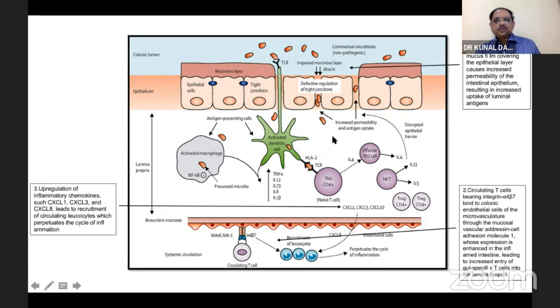Once the luminal antigens come in, the circulating T cells, which bear the integrins alpha 4 and beta 7, bind to the colonic endothelial cells of the microvasculature through the mucosal addressin cell adhesion molecule 1, whose expression is enhanced. This leads to the upregulation of inflammatory cytokines such as CXCL1, CXCL3, and CXCL8, leading to recruitment of further leukocytes, which perpetuates the cycle of inflammation.